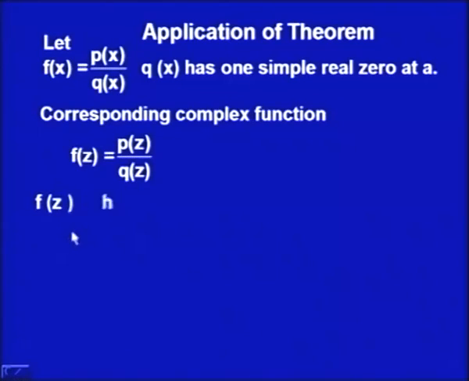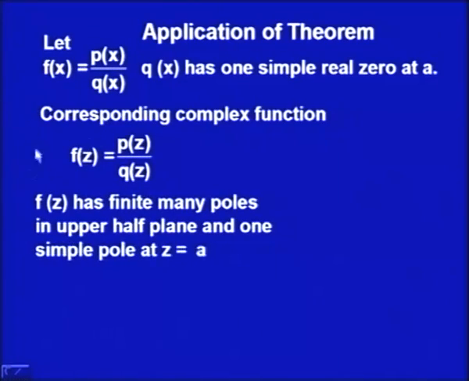In a similar manner, f(z) has finitely many poles in the upper half plane and one simple pole on the real line, because this is a polynomial. Whatever the degree is, say k, it would have a maximum of k zeros, so there would be finitely many in the upper half plane. Moreover, we are assuming that q(x) has one simple real zero, that says we would have one simple real pole on the real line at z equal to a.